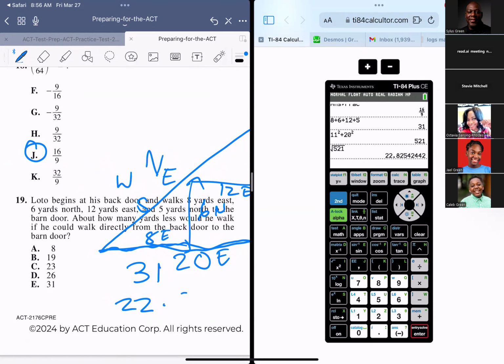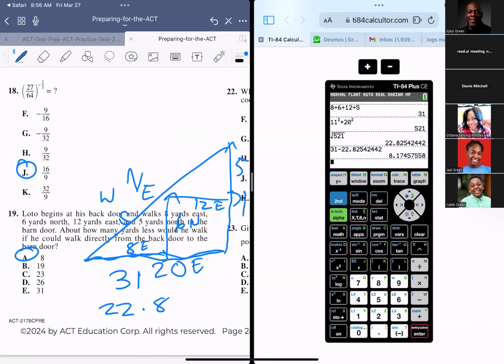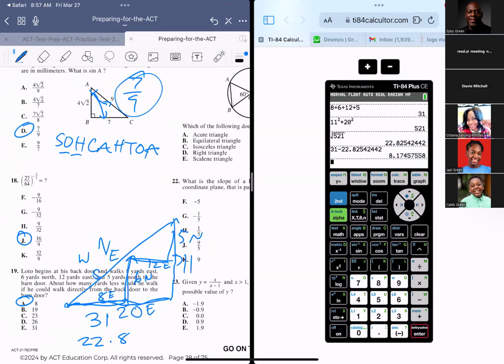Or 22.8. So if I do 31 minus, if I go up and highlight that, and press enter, that's going to copy it into this. That's about 8 yards. So he would have walked about 8 yards less if he walked directly instead of walking like up and down, up and down.